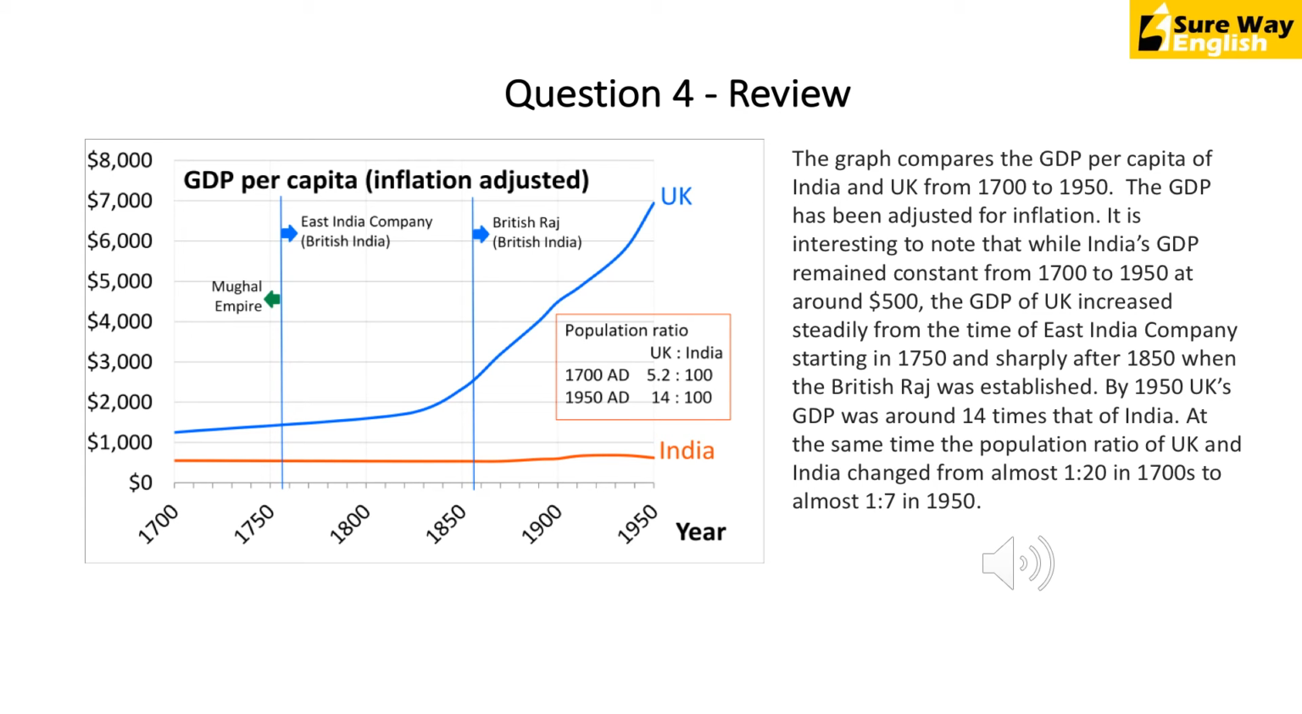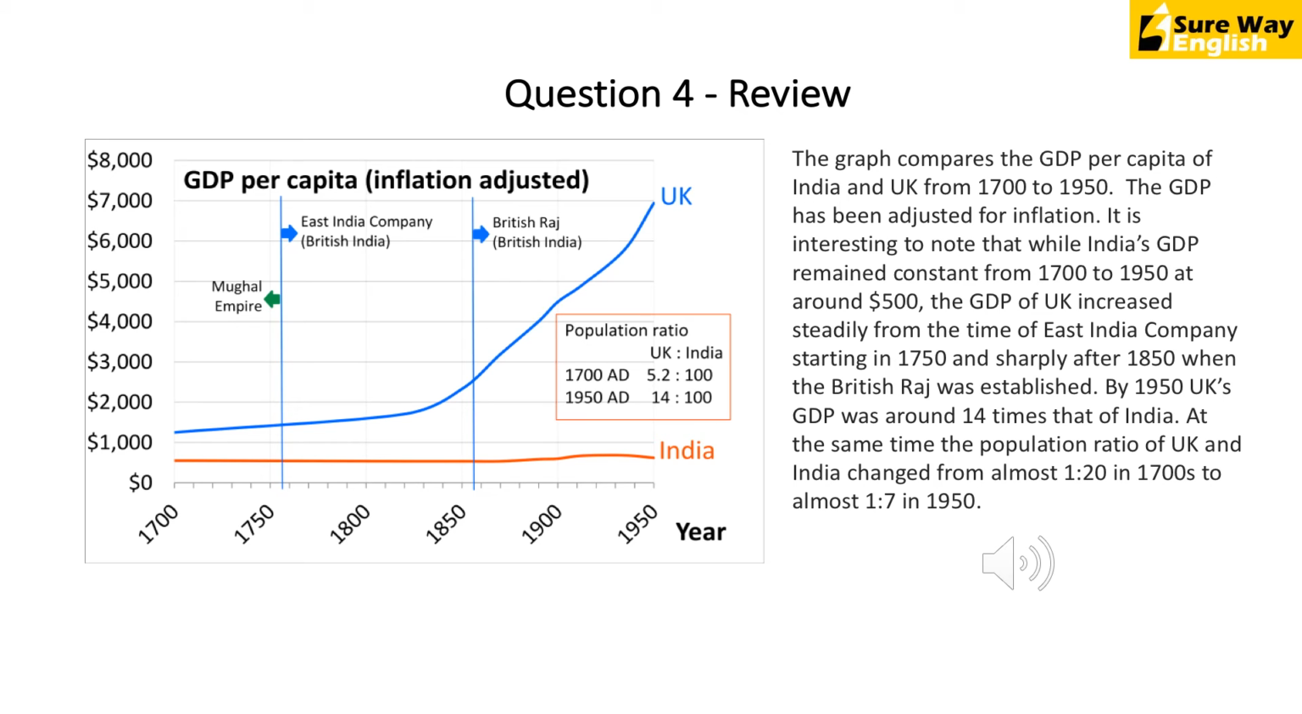It is interesting to note that while India's GDP remained constant from 1700 to 1950 at around $500, the GDP of UK increased steadily from the time of East India Company starting in 1750 and sharply after 1850 when the British Raj was established. By 1950, UK's GDP was around 14 times that of India. At the same time, the population ratio of UK and India changed from almost 1 to 20 in 1700s to almost 1 to 7 in 1950.